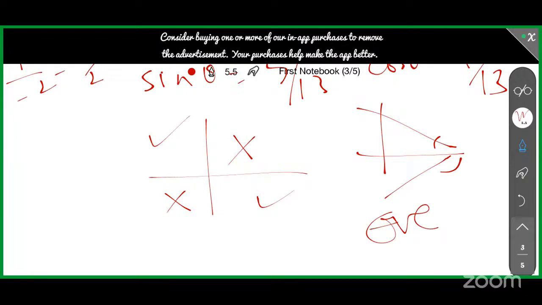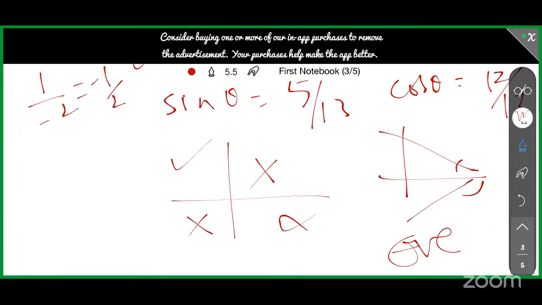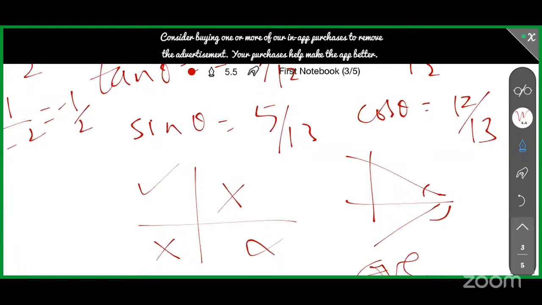That means the fourth quadrant also is ruled out. Which quadrant is left out now? Second quadrant. Then which is positive? Sine is positive. Which is negative? Cos is negative. To say this one, so much time you're taking, my God.